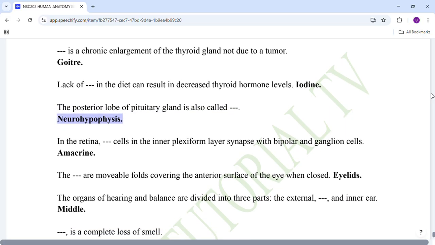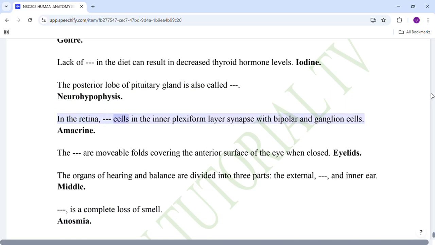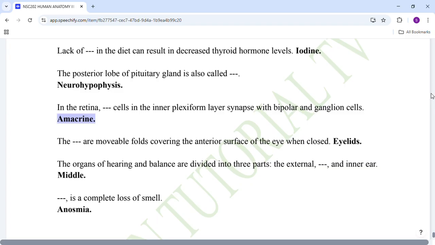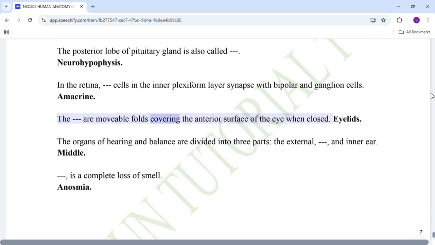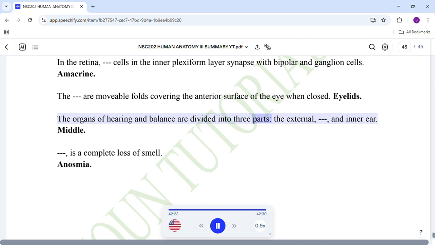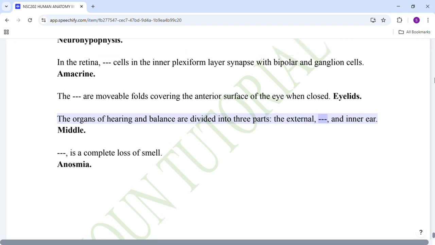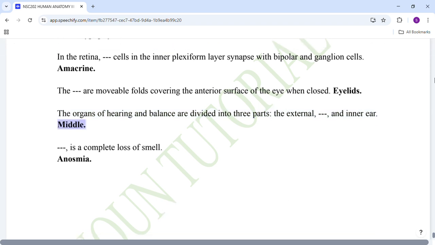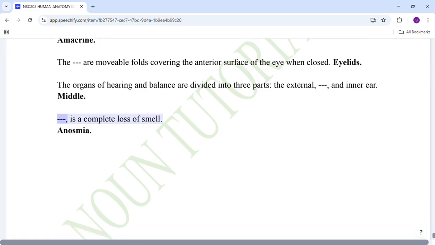neurohypophysis. In the retina, amacrine cells in the inner plexiform layer synapse with bipolar and ganglion cells. Amacrine. The eyelids are movable folds covering the anterior surface of the eye when closed. Eyelids. The organs of hearing and balance are divided into three parts: the external, middle, and inner ear. Middle. Anosmia is a complete loss of smell. Anosmia.